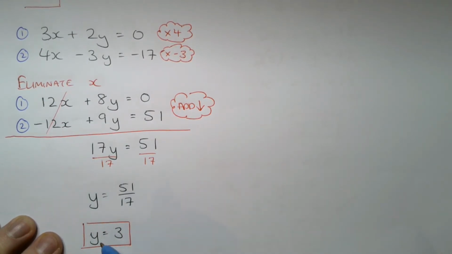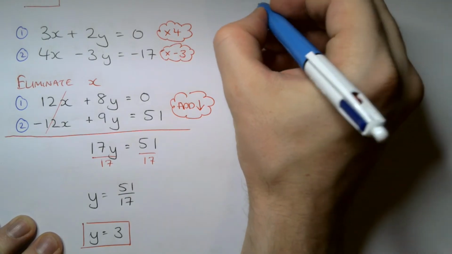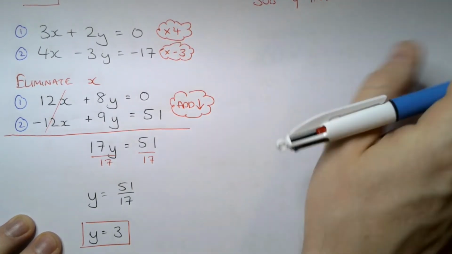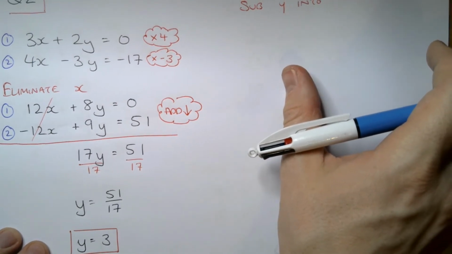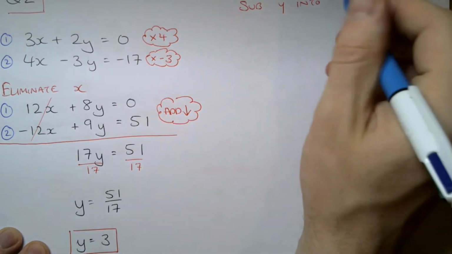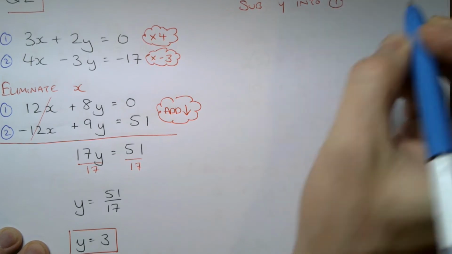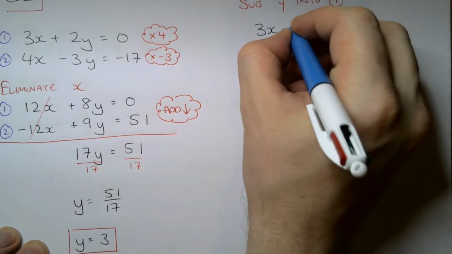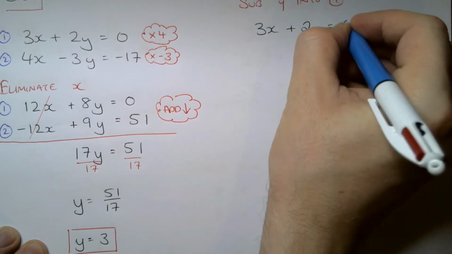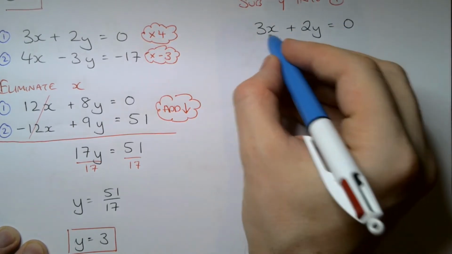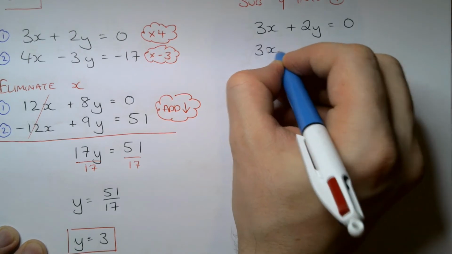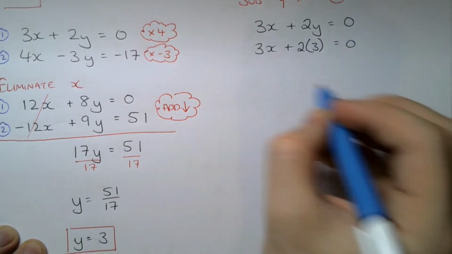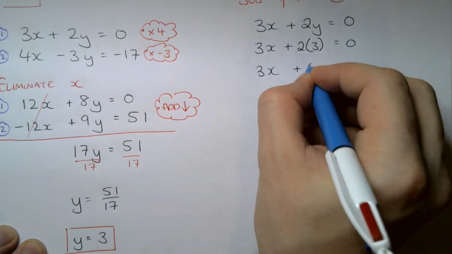So as before, I'm now going to sub y, because last time I was subbing x, but this time I'm subbing y into one of the equations, and I'll sub it into equation 1 again, no harm. So I'm going to say 3x plus 2y equals 0. I always like to write the equation and then fill it in. 3x plus 2 by my y, which was the number 3, equals 0. 3x plus 6 equals 0.